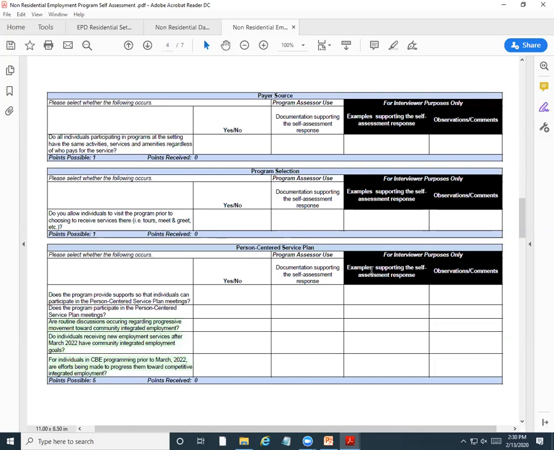And that kind of ties into our next one. For individuals in CBE programming prior to March 2022, are efforts being made to progress them towards competitive integrated employment? So they don't have to have that goal, but we would still want the conversation with the planning team to take place to make sure that the member can progress that way if they choose to.